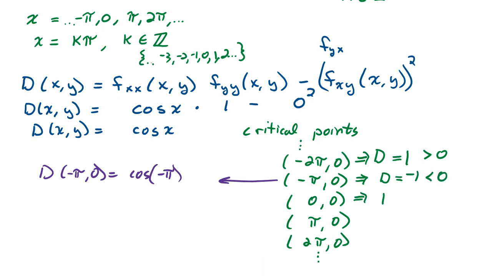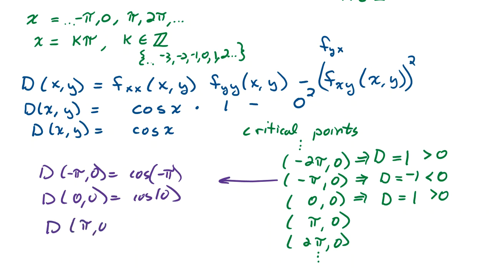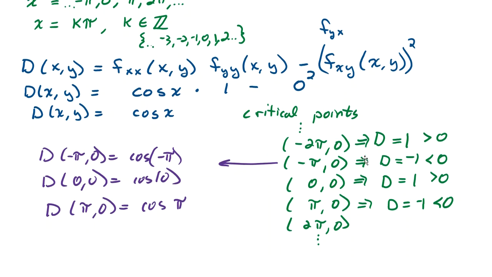Okay, how about 0, 0? What's my d value? d of 0, 0 is simply the cosine of 0. Well, that's 1. Can you see where this is going? That's positive. How about d of pi, 0? That's just the cosine of pi, so we're back to negative 1 again. So that's negative. You can see what's happening here.